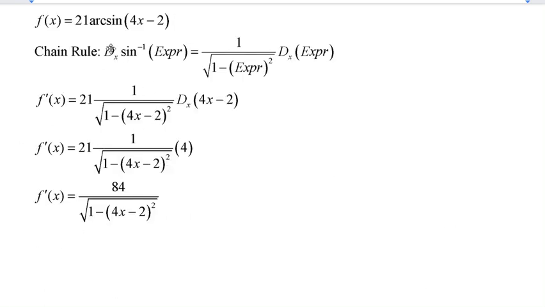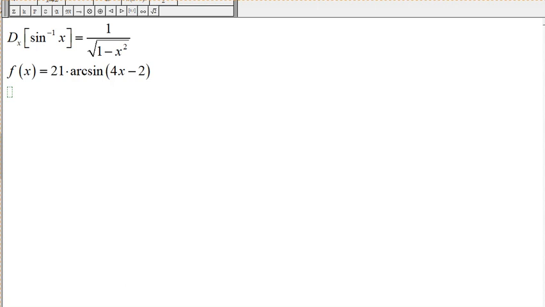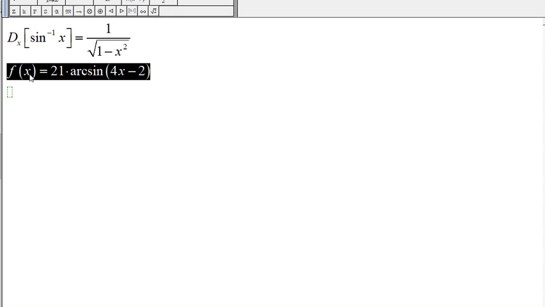And now we have just found that the derivative of sine inverse of x is 1 over the square root of 1 minus x squared. And now let's find the derivative of this function right here. So here we have 21 times arcsine, also sine inverse, of 4x minus 2. If we just have sine inverse of x, then this is the derivative. But here we have sine inverse of 4x minus 2, and so we have to use the chain rule right here.